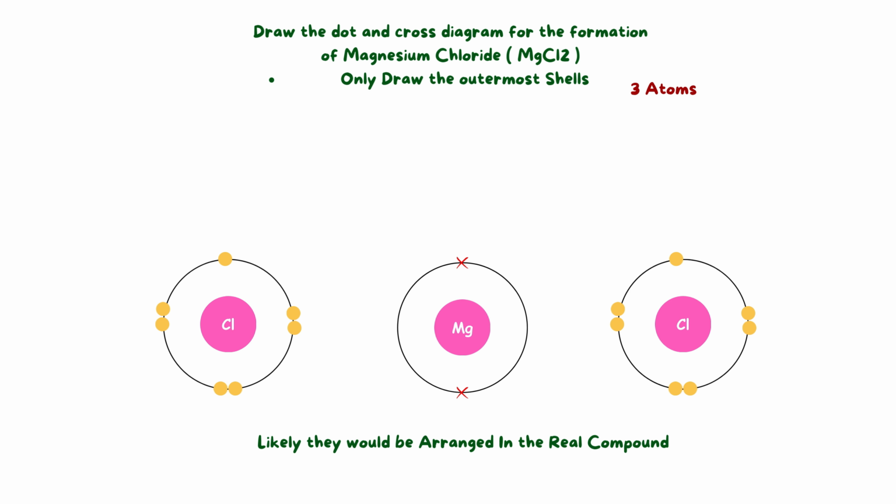In dot and cross diagrams with more than 2 ions, we usually arrange them in a way that reflects how they would be structured in an actual ionic compound. So in our diagram, we place the 2 chloride ions on either side of the magnesium ion, since they are both attracted to its positive charge. This visual layout helps reinforce the concept that in real ionic compounds, ions are arranged in regular repeating patterns known as giant ionic lattices, which provide stability and contribute to the high melting and boiling points found in ionic substances.